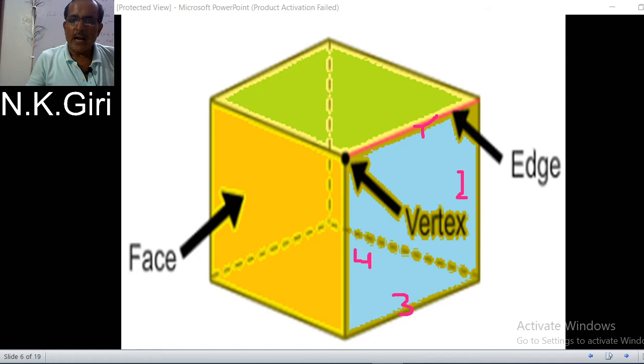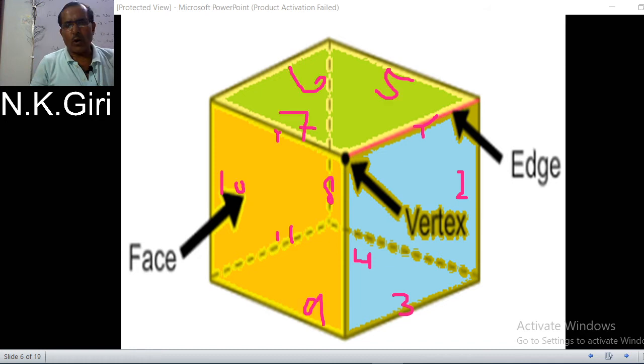After this, this edge is 11 and this surface's edge is 12. This edge is 12. It means it has 12 edges.